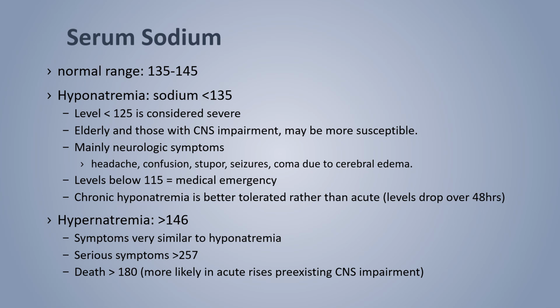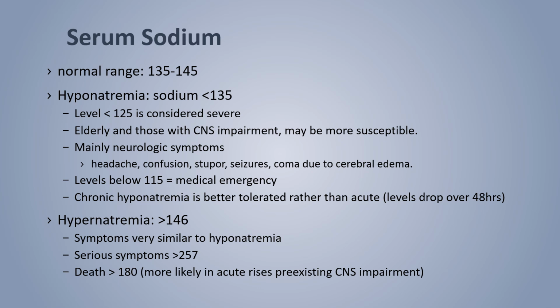Interestingly, chronic hyponatremia is generally better tolerated than acute hyponatremia. When we talk about acute, we're talking about having dropped into hyponatremic levels over the course of only 48 hours. Whereas if we've been steadily dropping over the course of months or even weeks, it's going to be better tolerated, and we're not really going to see those neurologic symptoms quite as severely. Now, hypernatremia is, of course, anything over 146.